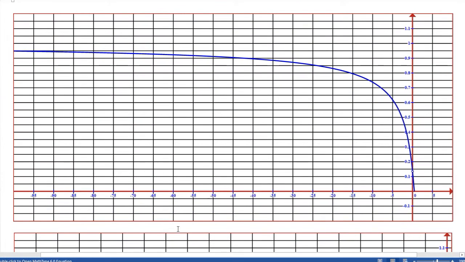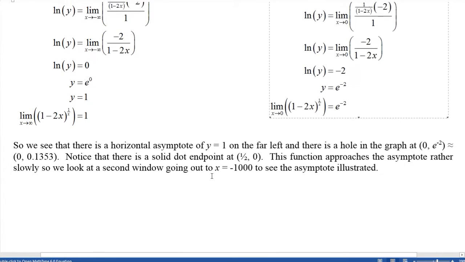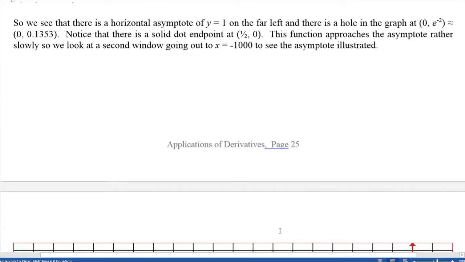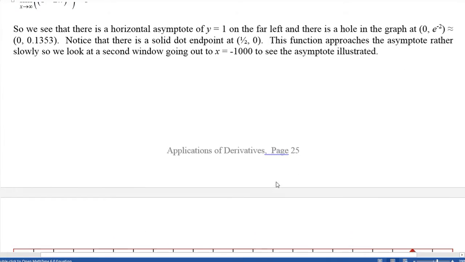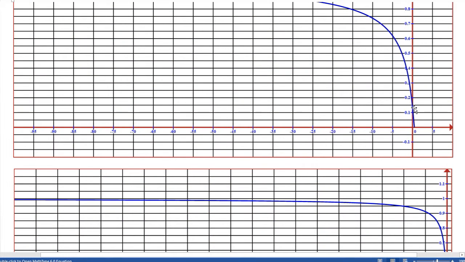So here's the graph right here, and we have a solid endpoint right at this point at 1/2, 0. So that's a solid dot endpoint. And then we have an open dot hole in the graph here at 0, comma e to the -2, I believe it was, right? Yeah. So remember, e to the -2 is about 0.135. Does that look like about 0.135?